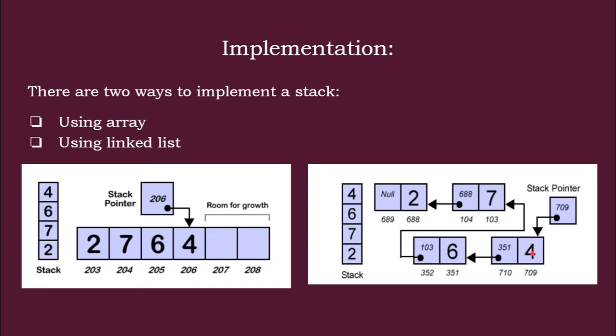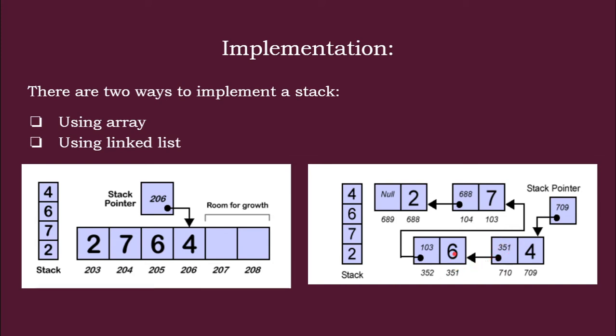Now 4 is the first element, and the node contains an address section. This is the data and this is the address. We know that linked nodes consist of a data field and an address field. Here 4 is the data field and 351 is the address field. So this 351 says that the next element after 4, which is 6, is stored in location 351. So the system will search for the 351 address. So this is the 351 address.